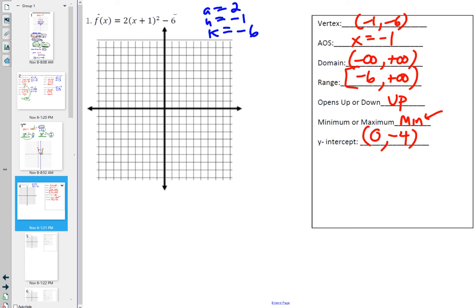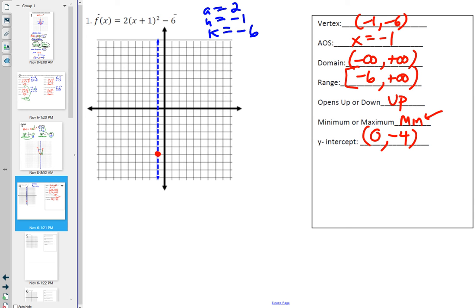Or, this is not as reliable, but if you have to graph anyways, you could try to see like, okay, look, my axis of symmetry is going to be at x is -1. My vertex is at -1, -6. Put a point there.